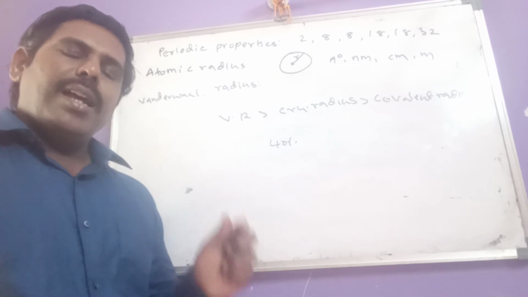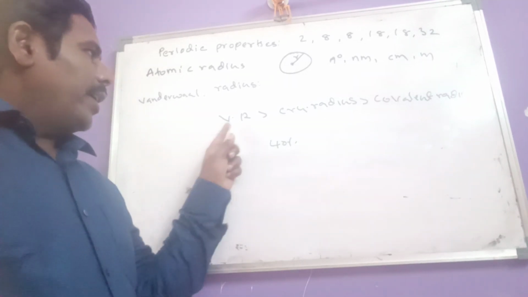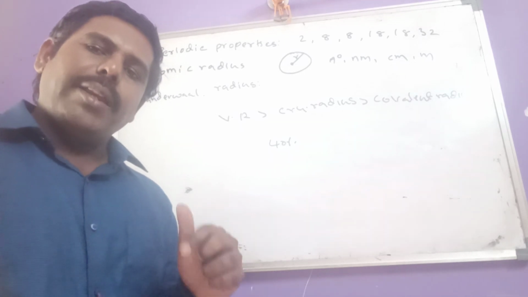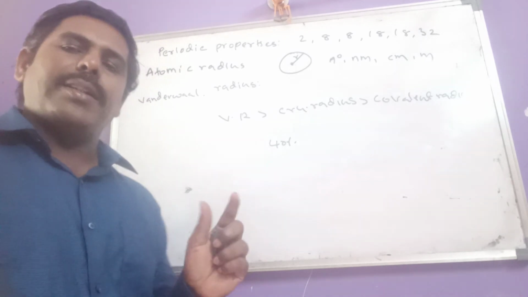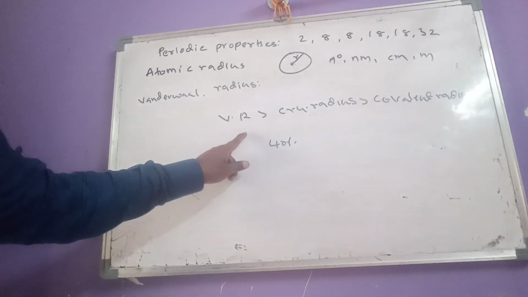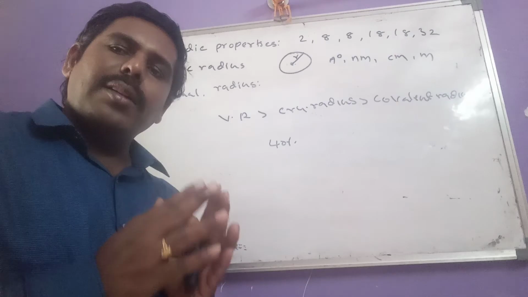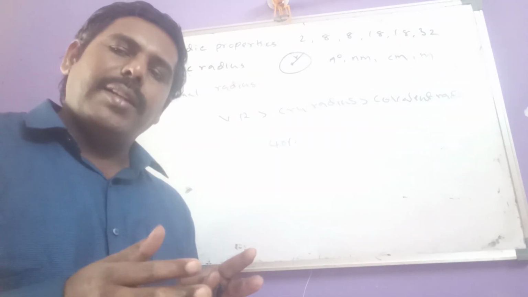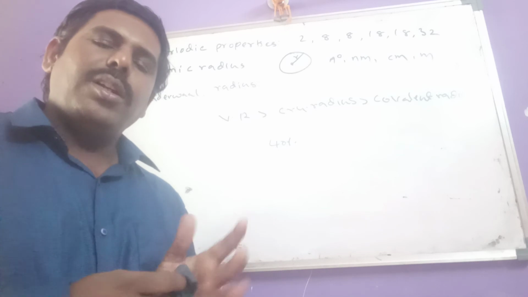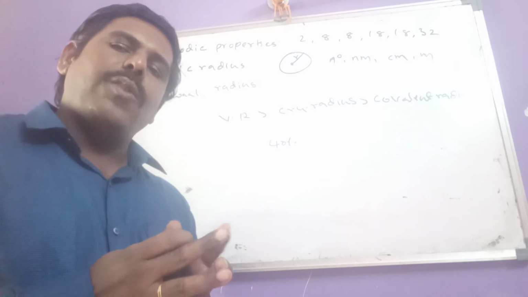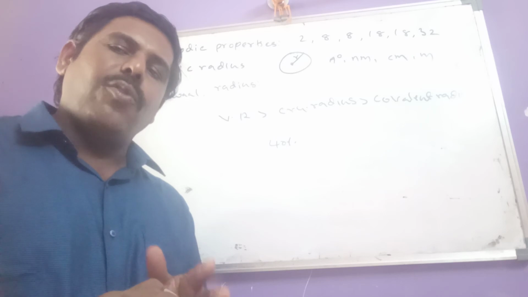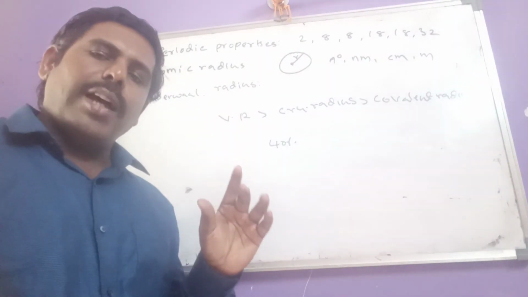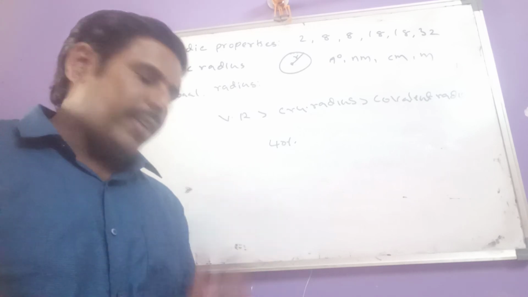One more important thing: in which case do we have to measure van der Waal radius? Especially in the periodic table, for zero group elements. Why? Because zero group elements do not form covalent bonds, and they do not form crystal type structures either. Due to the absence of covalent bonds and the presence of weak van der Waal attractions, for zero group elements we calculate van der Waal radius.